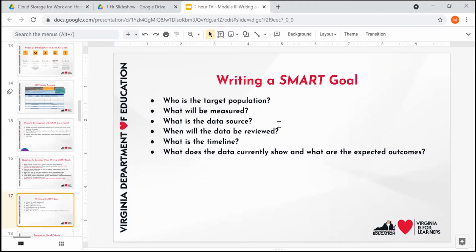And when we think about data, always be thinking about multiple sources of data, particularly when you get to that root cause. You really want to draw in, as we call it, triangulating data. And triangulating doesn't just mean three, but it can mean multiple pieces of data, more than three, to really help get a full picture. What's the timeline? And what does the data currently show? And what are the expected outcomes?